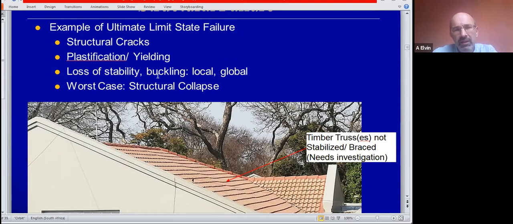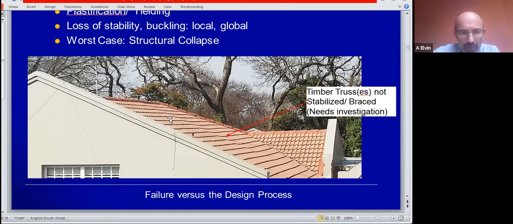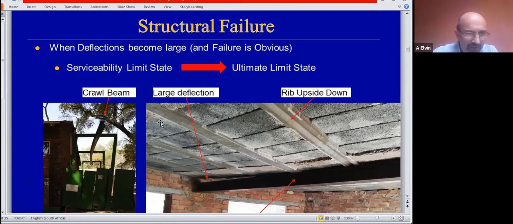Local, a loss of stability is also known as buckling. And in the worst case scenario, this might or might not collapse. But in the worst case scenario, this would lead to collapse. So what we can see here is that both serviceability and ultimate limit state failures can be settled. While the ultimate limit state failures could lead to a collapse, serviceability limit state failures rarely lead to anything but an expensive fix.